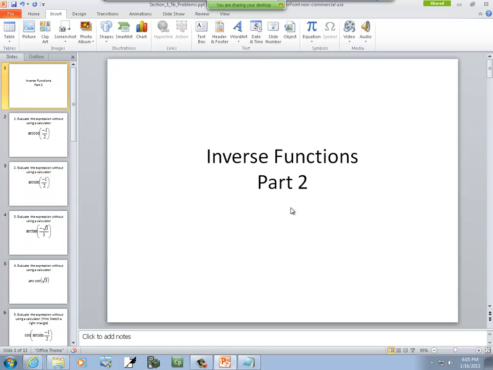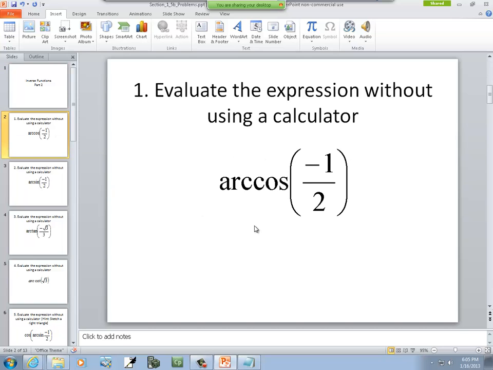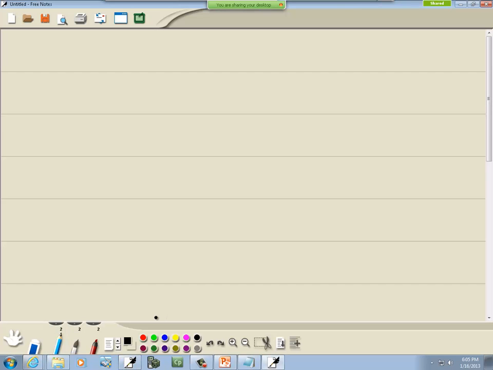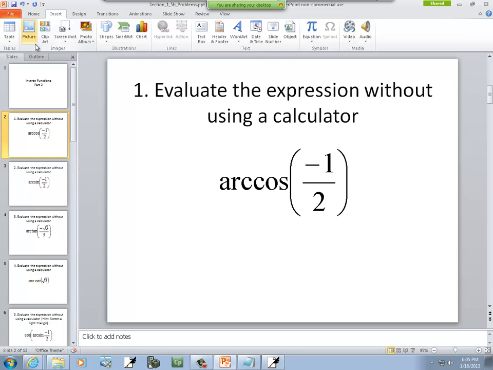Let's take a look at inverse functions, part 2. The first part was algebra based. These are trig based. I should have had my tablet up and running, so let me get that going. And there it goes. Okay, our first problem.